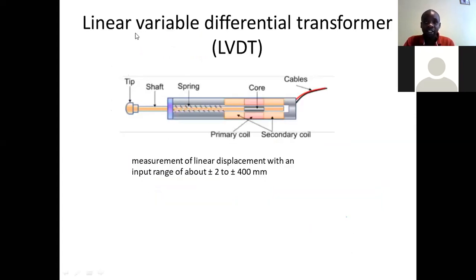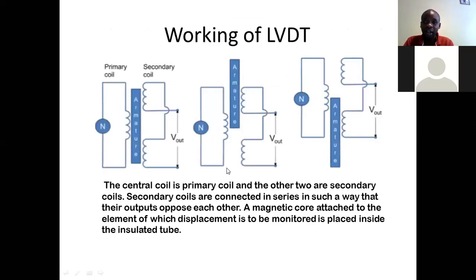Another one is the linear variable differential transformer. This one is also, we had mentioned earlier, this one will be able to change displacement into a voltage. So you can see it's a linear variable differential transformer. This is how it looks. What is important is that it has some coils here. It has a primary coil, and it also has a secondary coil. It has a displacement with an input range between 2 to 400 millimeters. So that is just to show that it's going to change displacement into some kind of voltage.